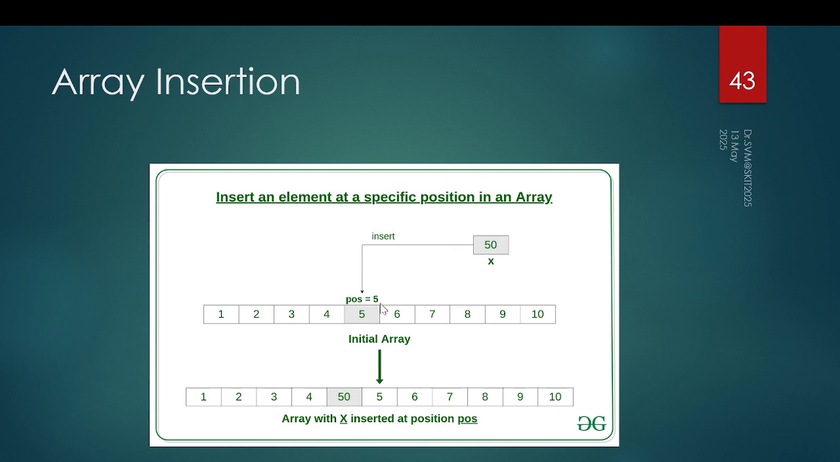and after inserting, the array will look something like this: 1 2 3 4, and this 5 gets displaced to the position of 6, 6 gets displaced to 7, 7 gets displaced to 8, and so on, making a free space wherein the 50 gets inserted.